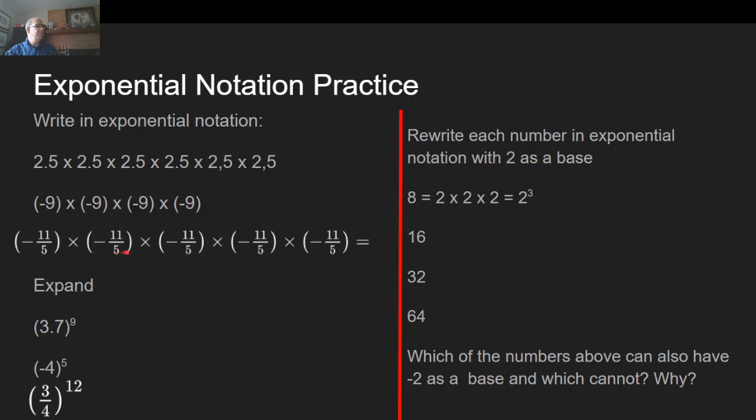Negative 11 fifths times negative 11 fifths times negative 11 fifths times negative 11 fifths times negative 11 fifths. There's 1, 2, 3, 4, 5 of them. So that would be negative 11 fifths to the fifth power.